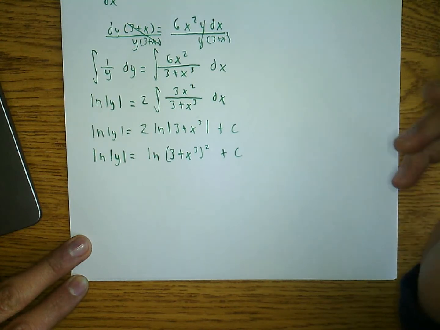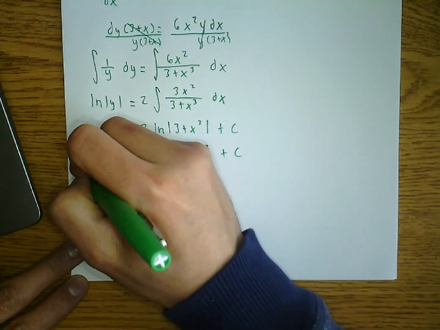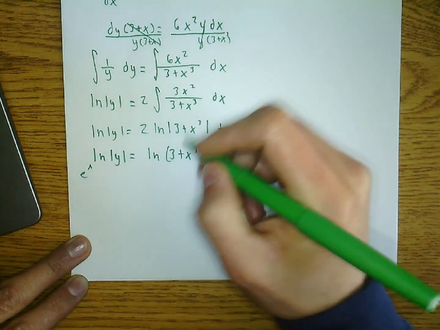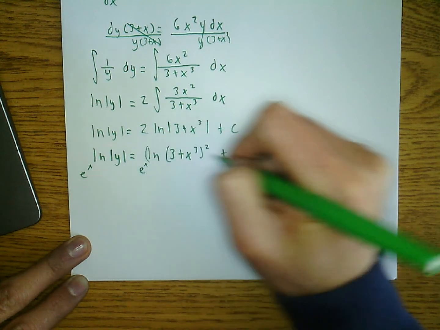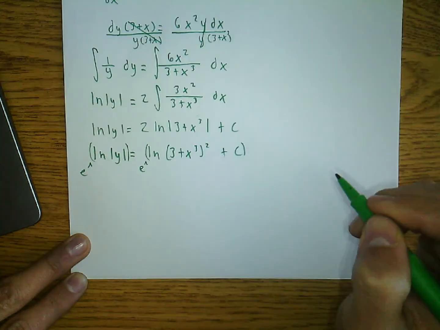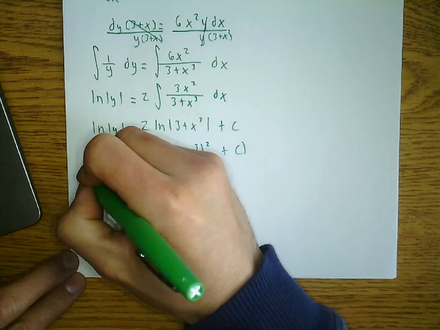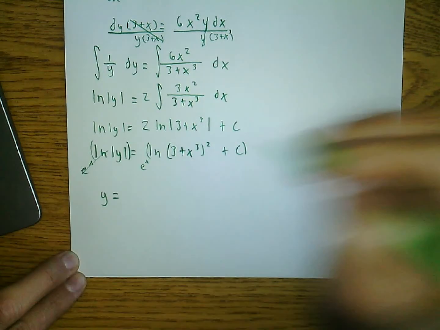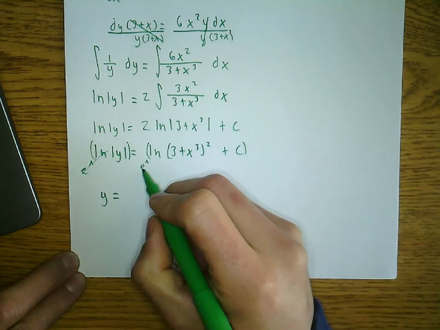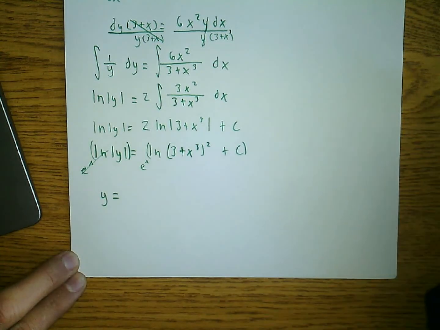So I'm going to do e to the power of that, and then e to the power of all of that. Okay? What's e to the power of ln of y? Well, that cancels and it leaves you with y, right? And then what is e to the power of all of that? Well, this is where you're going to have to be careful. You can't just cancel this because you have the plus c.